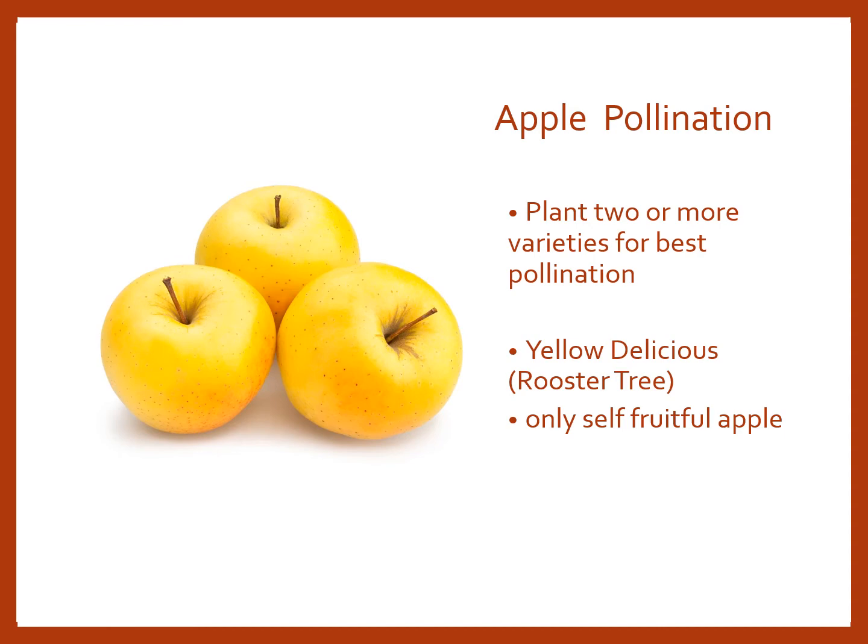One that a lot of people grow or historically have grown is Yellow Delicious. It's an old apple variety. Most of our grandparents had this in their backyard. It's also called the rooster tree. It is the only self-fruitful apple variety out there, so it will pollinate itself and any of the other apple varieties around it. So it's just a nice all-around apple. If you're only growing it just for pollination's sake, it's a good one to have around in your orchard. It is susceptible to diseases and things, but it's a pretty tough tree overall.